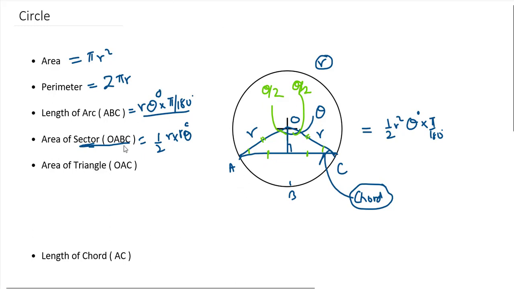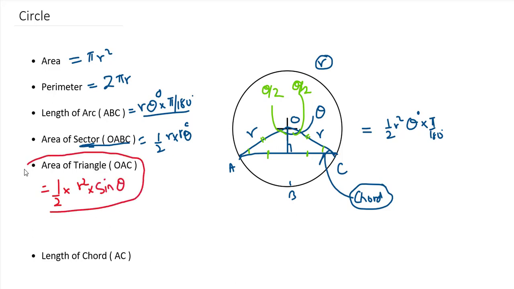We have to find the area of triangle OAC. Let us do that. By using the formula, area of triangle is equal to half into the lengths of two sides and the sine of the included angle. So this entire angle, which is theta, gives us the area of triangle as half into r square into sine of theta. So this is the formula for the area of triangle OAC.